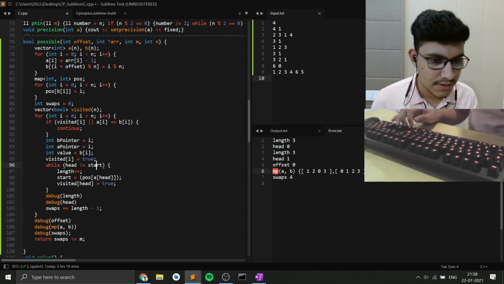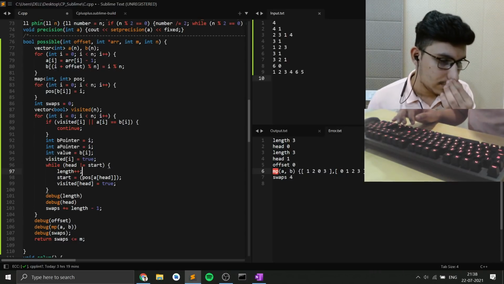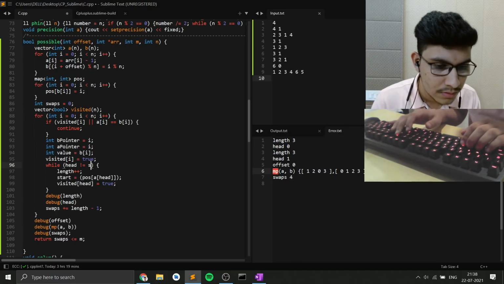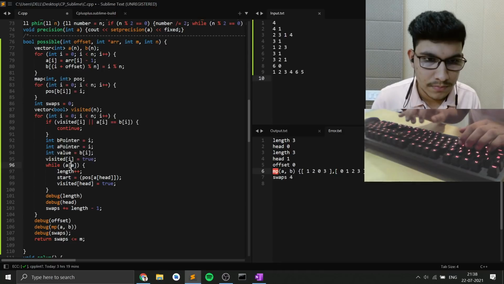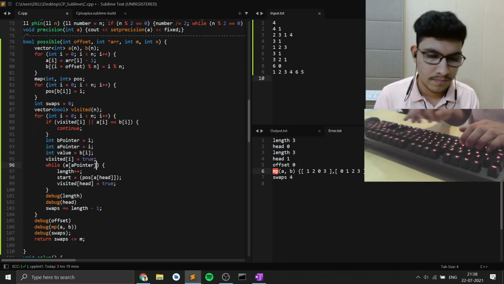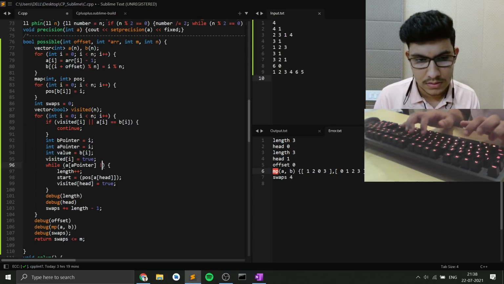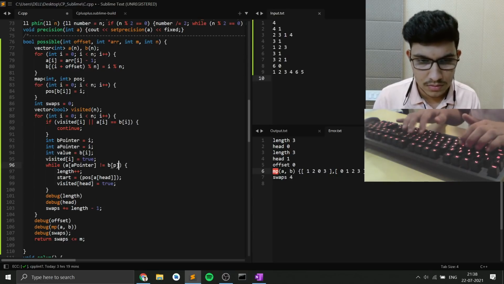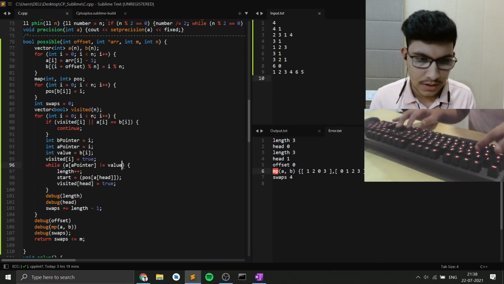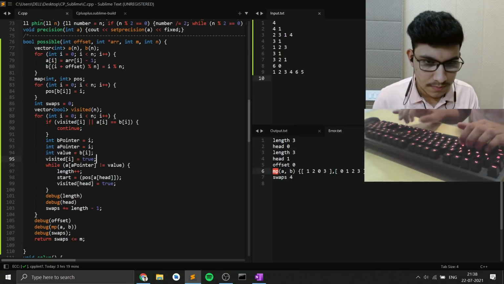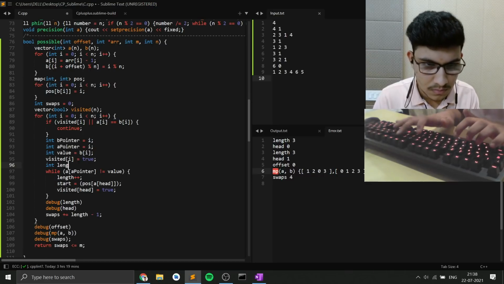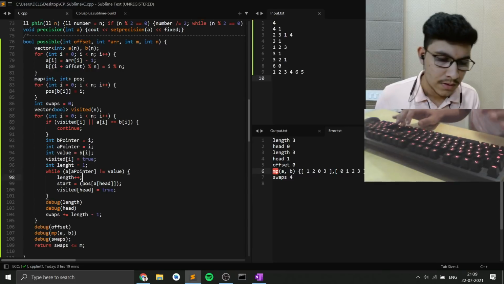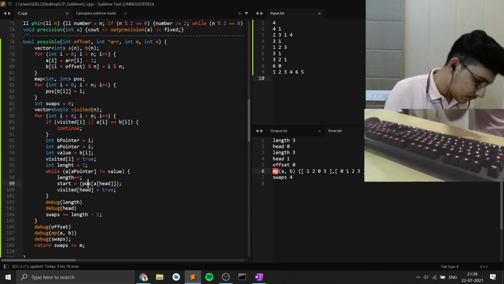So I have marked this as visited, and if A at A pointer is not equal to value, fine. So I do length plus plus, and then I need to move my B pointer.